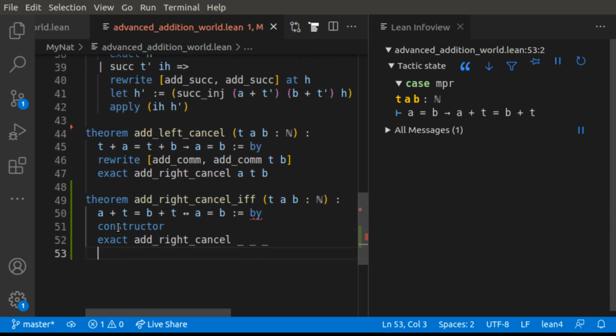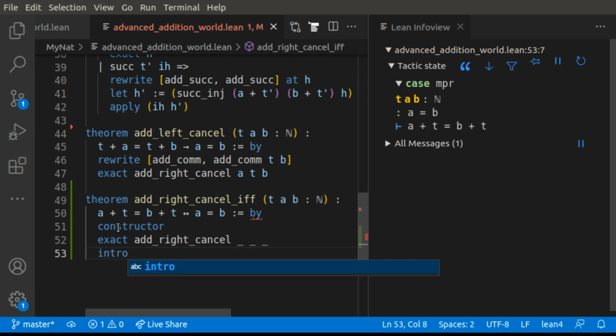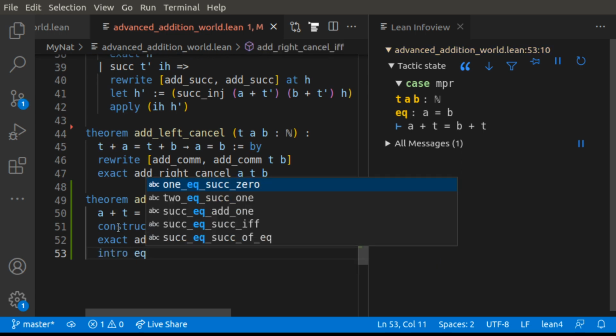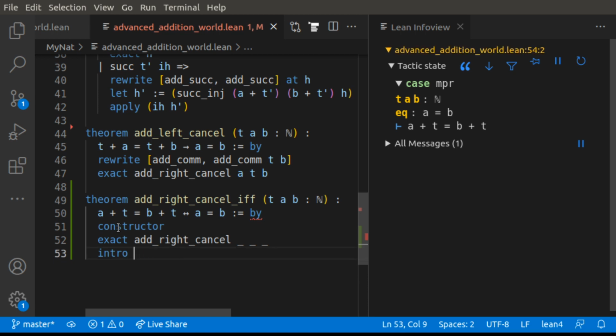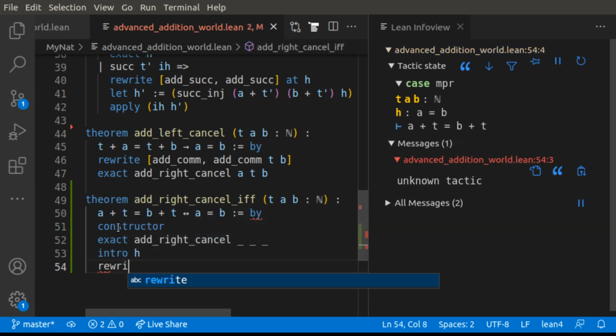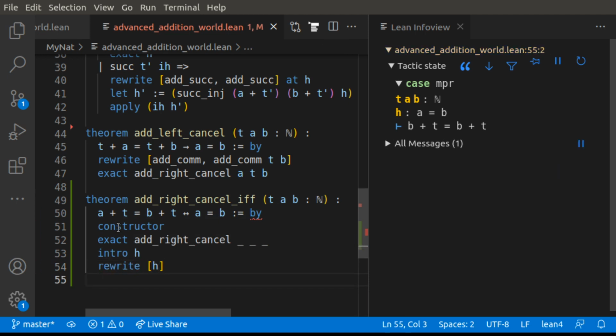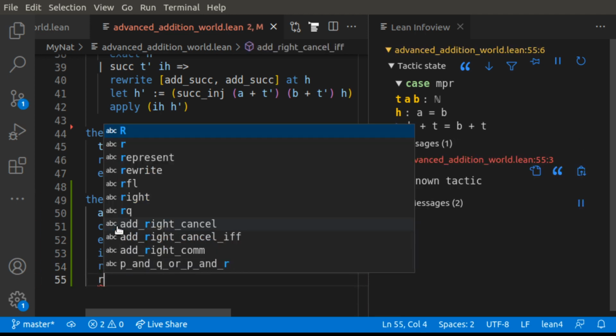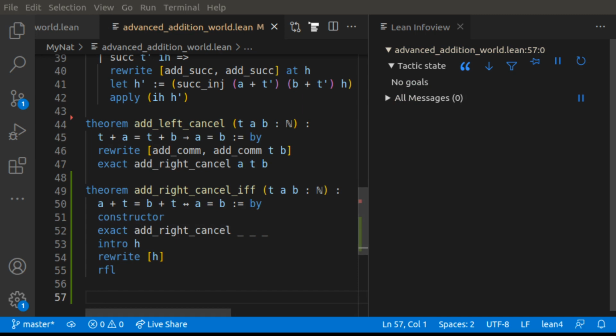Okay, a = b. Here you just intro H. And then rewrite H, rfl. Sick, that was pretty easy. Let's move on to level 8.